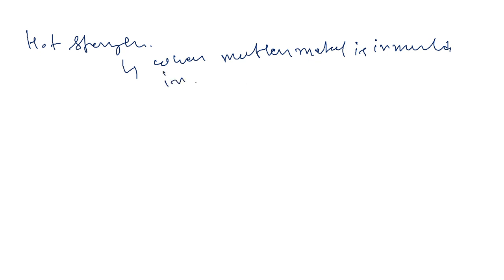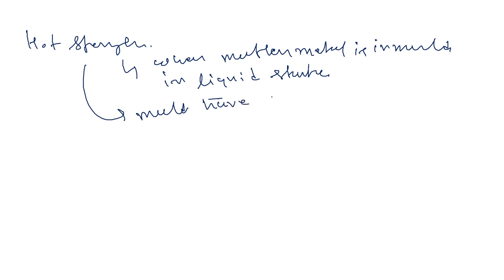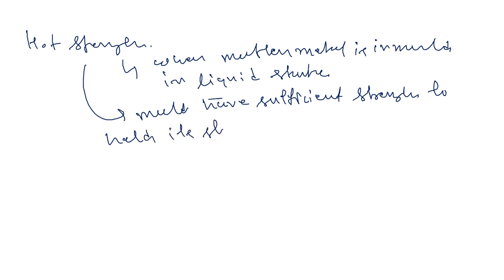So when molten metal is in the mold in liquid state, the mold should have sufficient strength to hold its shape. So that is called the hot strength.